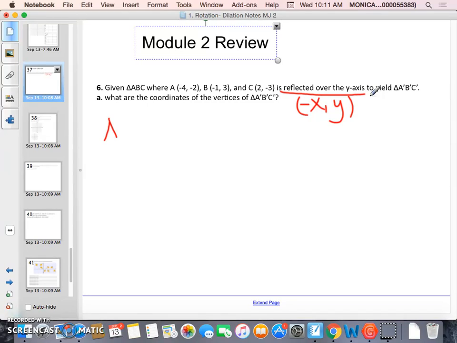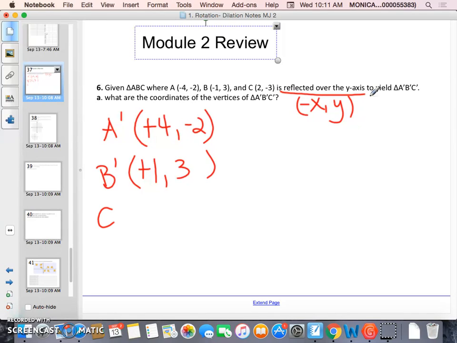So I know that A prime is going to be at -4, -2, and the x is going to change, so it's going to become +4, -2. B prime was originally at -1, 3. The x is going to change sign, so it's now going to be at +1, 3. And coordinate C prime was at 2, -3. Then I know that the x is going to change to -2, -3. And that's all you needed to do for number 6.